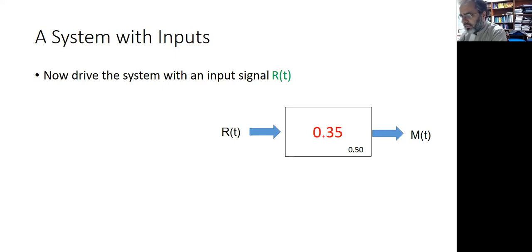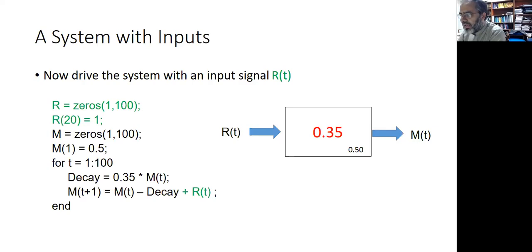So these are known as inputs. Any system can have one input, two inputs, multiple inputs as well. Here we have only one input, and let's just call it R of T. And this is a simple type of system.